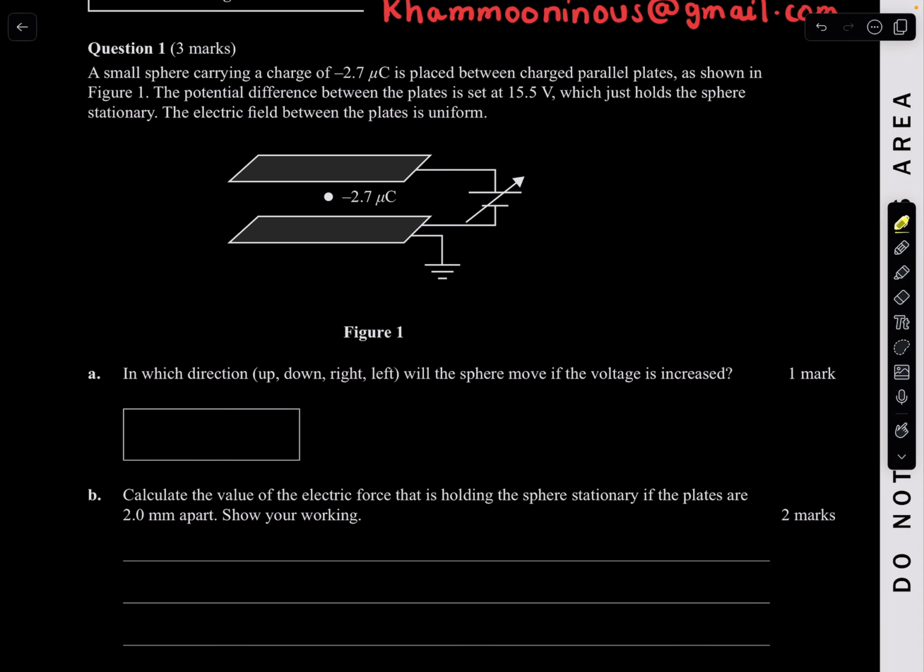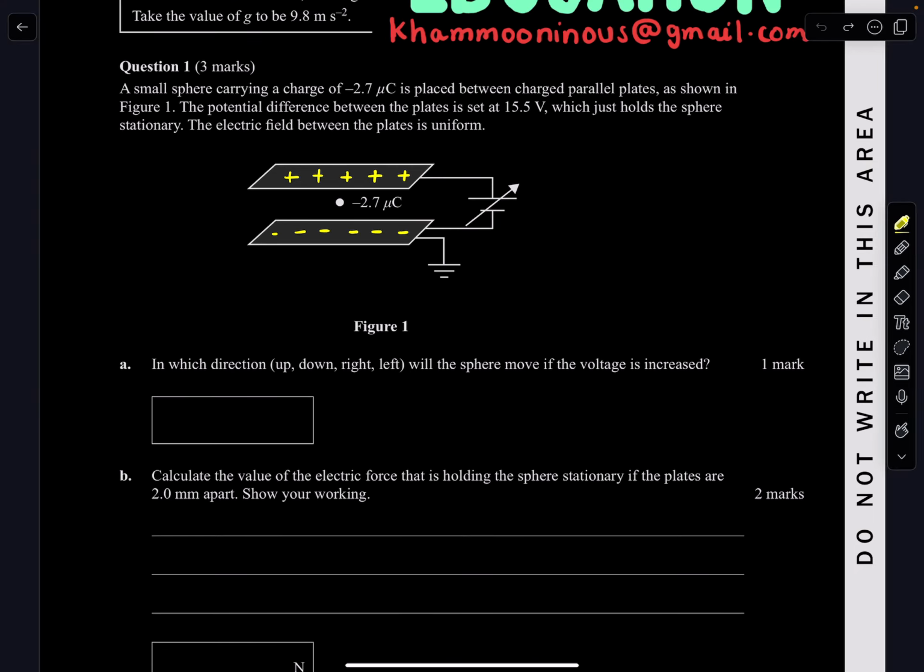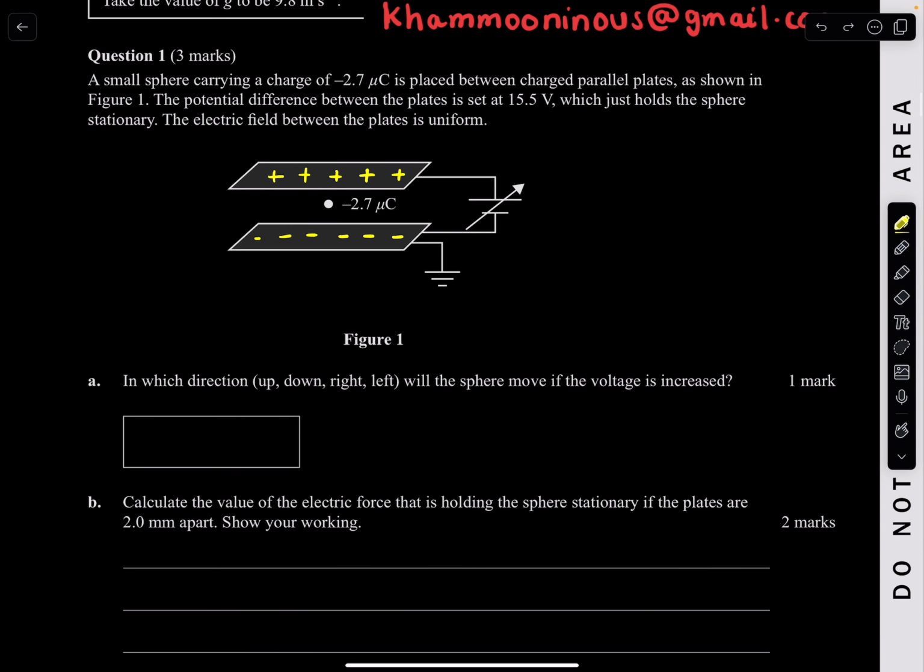So let's have a look at this. I know for a fact that this is a variable battery. You can change it. So this here is the positive plate, just because this is the largest, and this here is the smallest, so it has to be the negative plate. And of course, this is your ground. Because it's a negative charge, it's going to be attracted up.